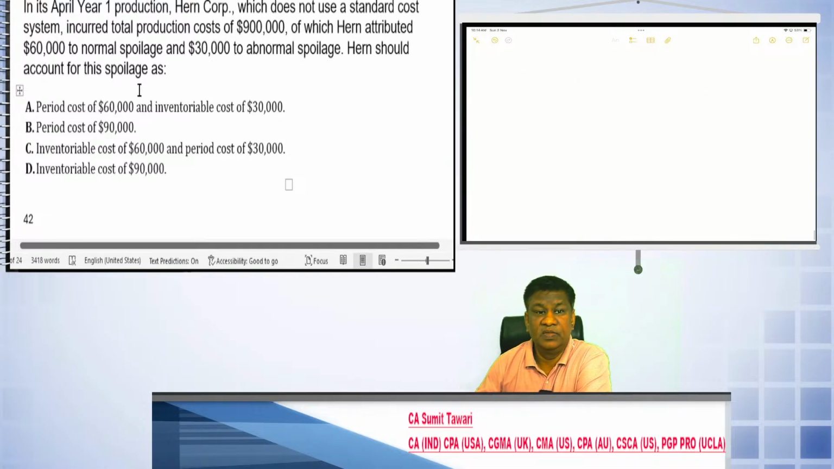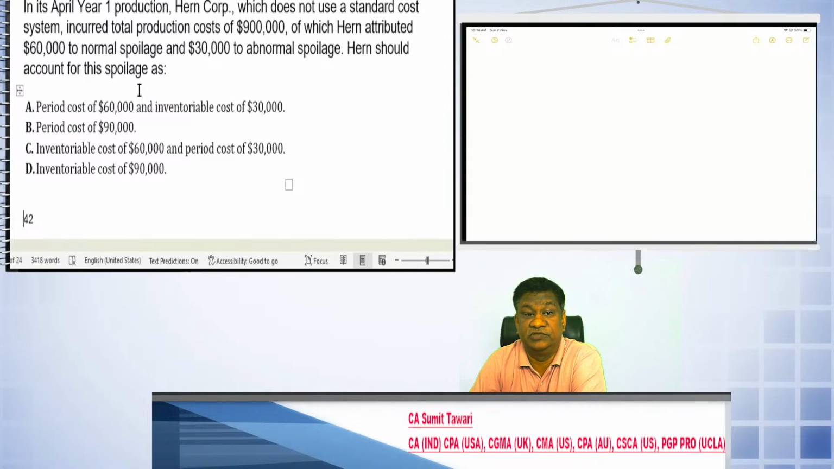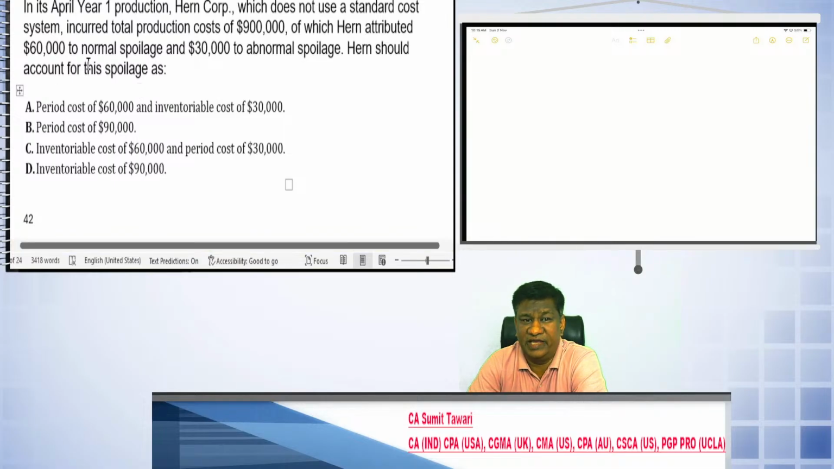C, sir. C, inventoriable cost 60,000 and the period cost is 30,000. So abnormal spoilage we can consider as a period cost. Okay. And the normal spoilage, while calculating the overhead cost, we do not consider this separately, so it is automatically bifurcated into work in progress and the cost of goods sold, or I can say the inventory. So inventoriable cost 60,000 and the period cost is 30,000.